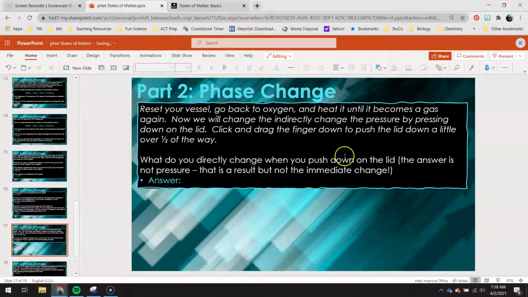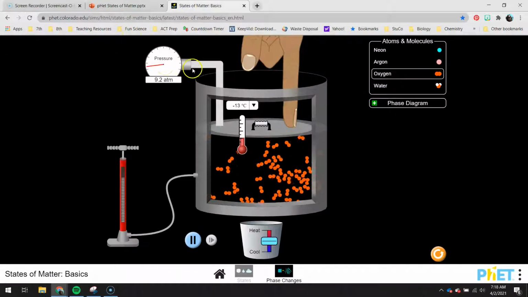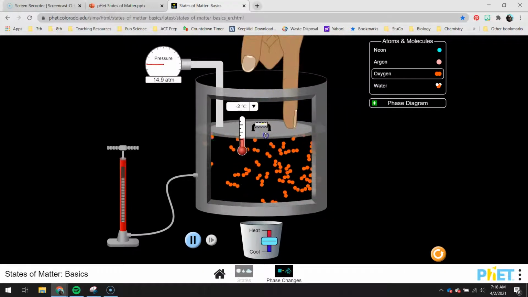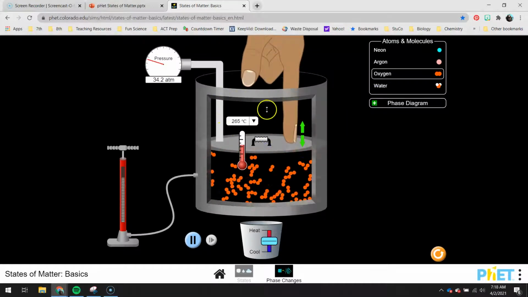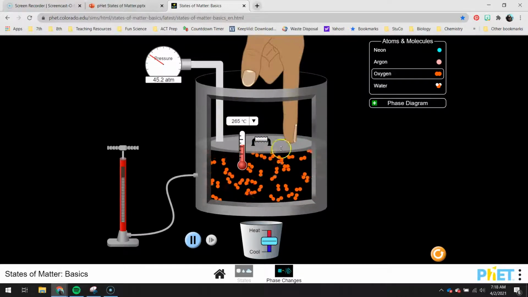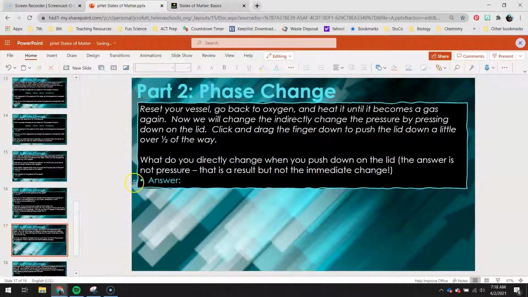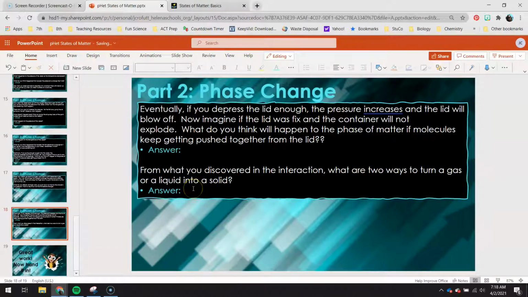What did you directly change when you push down the lid? The answer is not pressure. So look at the other pieces of data that you have to collect when you push down on the lid. Check some of those out. And moving on, eventually you'll depress the lid enough, the pressure increases, and the lid will blow off.